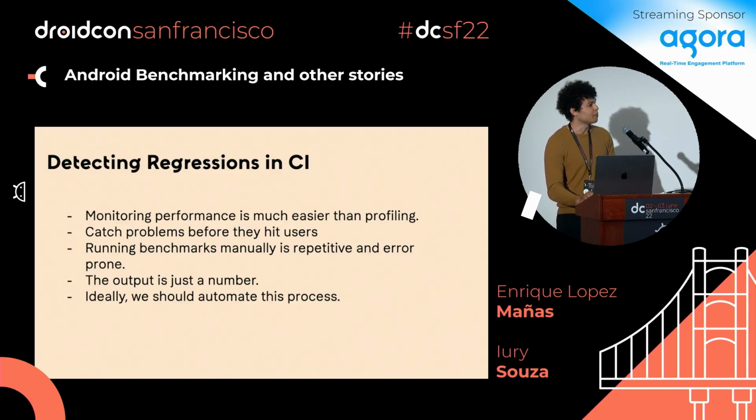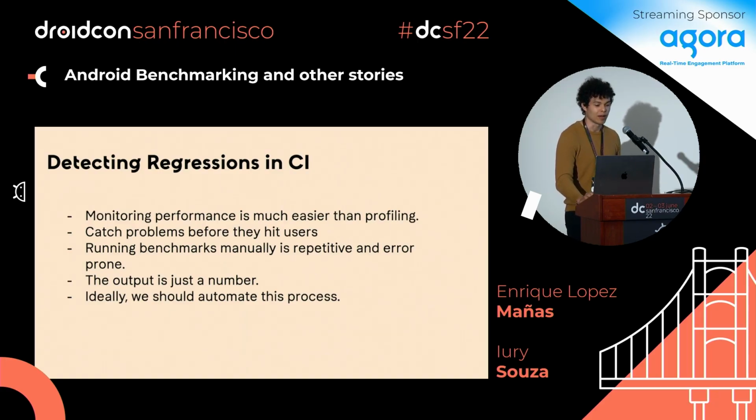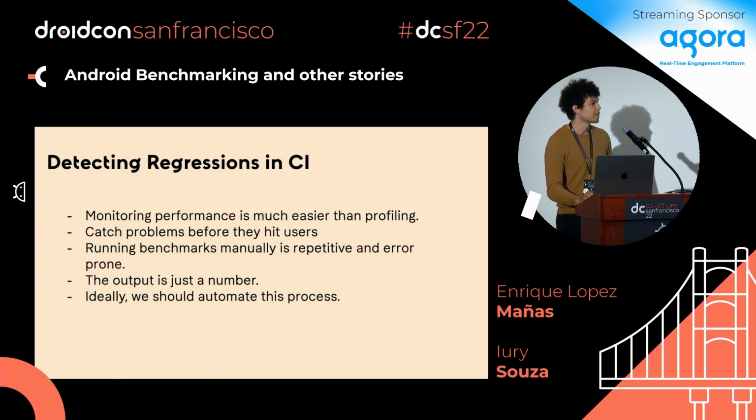Also, like Enrique mentioned, when running benchmarks, like macro benchmark or micro benchmark, the output is just a number. It's just a scalar value. It's not like a test which tells you, oh, this is failing. The output of a benchmark is not that. So when trying to detect regressions in CI, we also want to improve on that and create a way to identify that automatically.